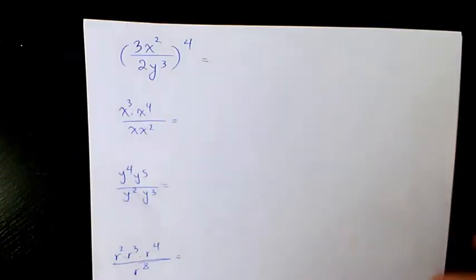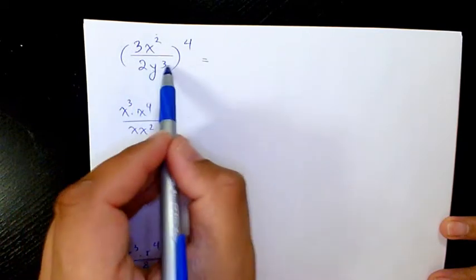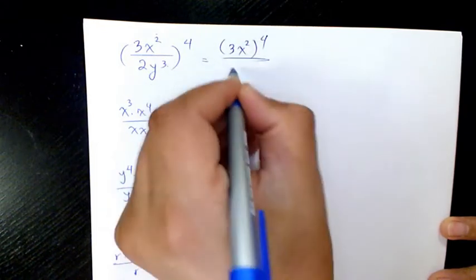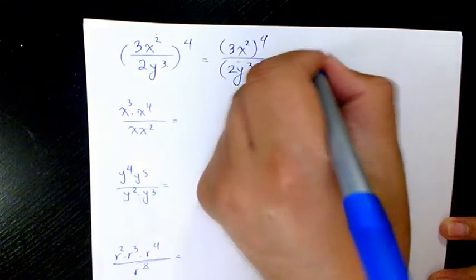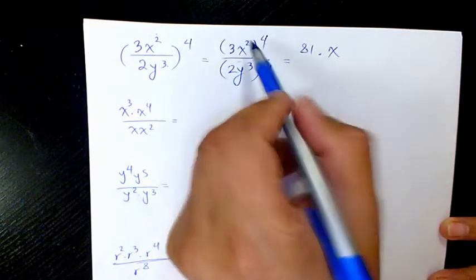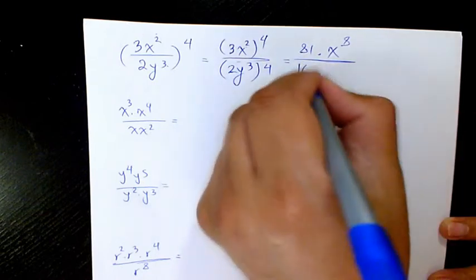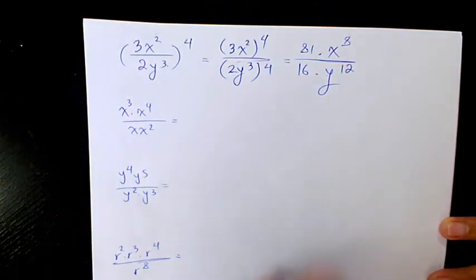Next example, 3x squared divided by 2y cubed, all to the power of 4. So it's going to be 3x squared to the power of 4 divided by 2y cubed to the power of 4. So 3 to the power of 4 is 81. X to the power of 2 to the power of 4 is going to be x to the power of 8. 2 to the power of 4 is going to be 16. Y to the power of 3 to the power of 4 is going to be y to the power of 12.